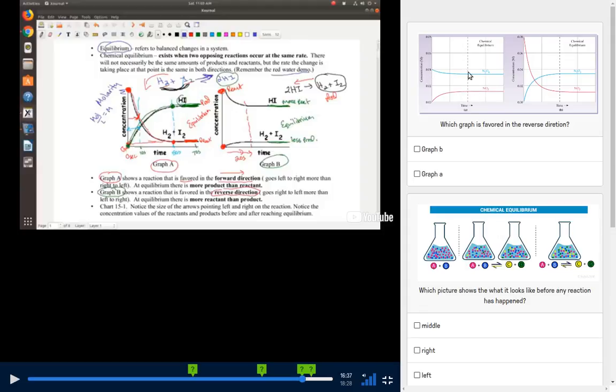Once it reaches equilibrium, and the little line that's drawn here shows you when equilibrium is reached, then the concentrations of the reactants and the products stay the same. Same thing over here. No products at the beginning, only reactants. Once we reach equilibrium, the products concentration went up, the reactant concentration went down, but at equilibrium, when the rates going forward and backwards are now equal, the concentrations no longer change. So I asked you, which graph is favored in the reverse direction? Remember, forward is left to right, and reverse is right to left.